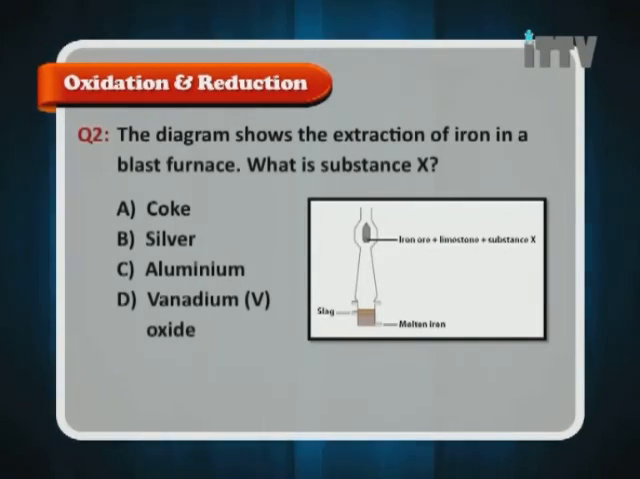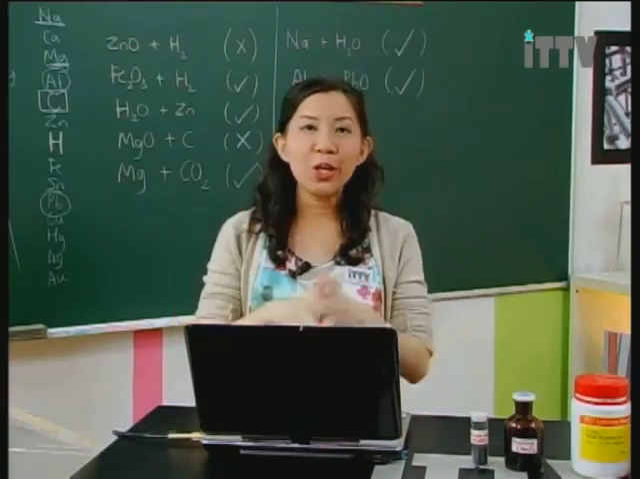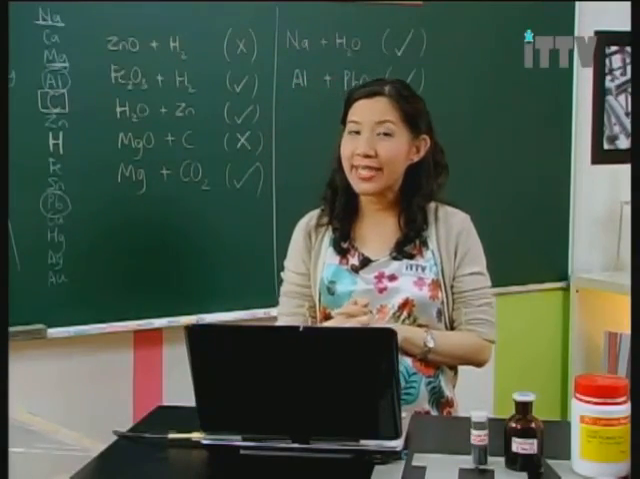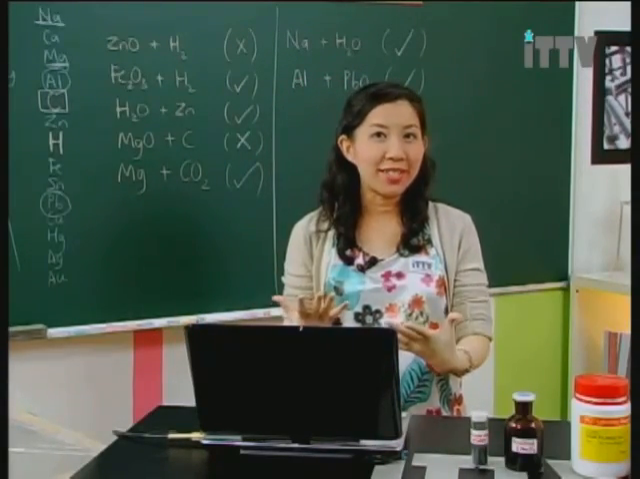So let's look at question 2. The diagram shows the extraction of iron in a blast furnace. What is substance X? A. Coke, B. Silver, C. Aluminium, D. Vanadium 5 oxide. So students, what do y'all think is the answer for this question? Let's ponder for a while about this.